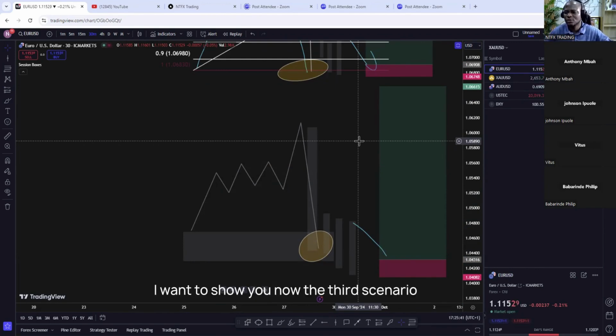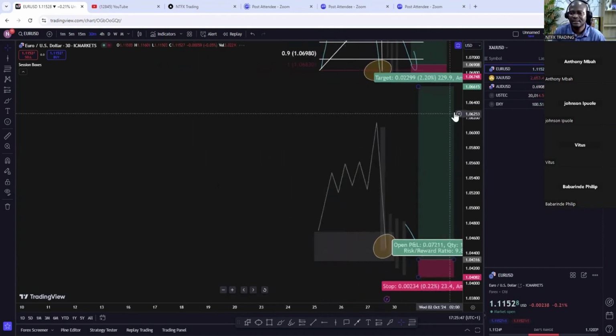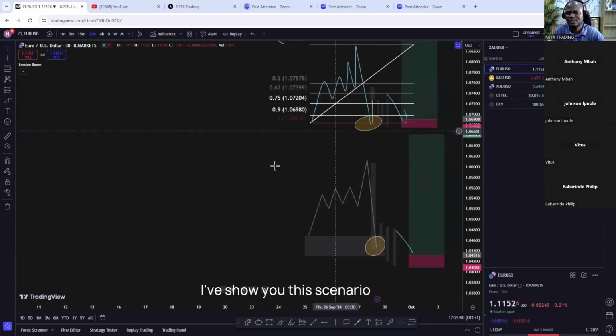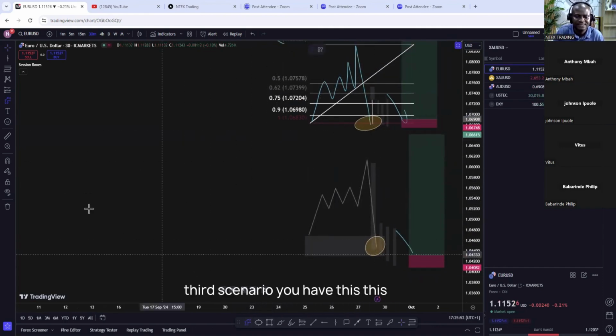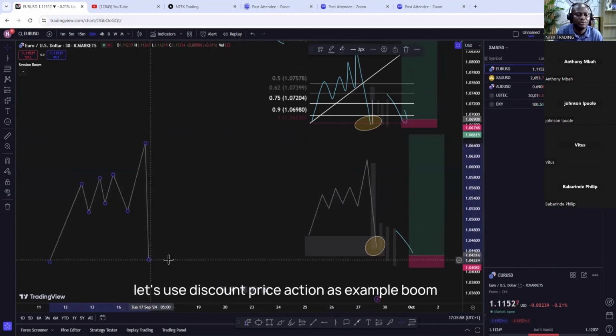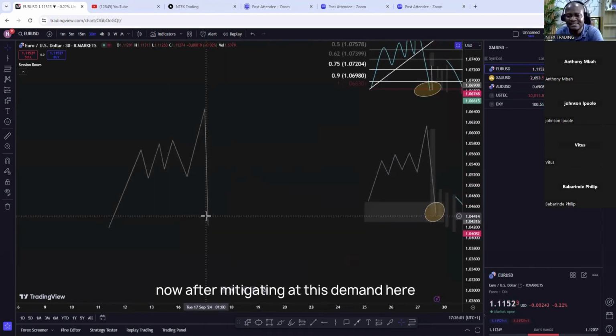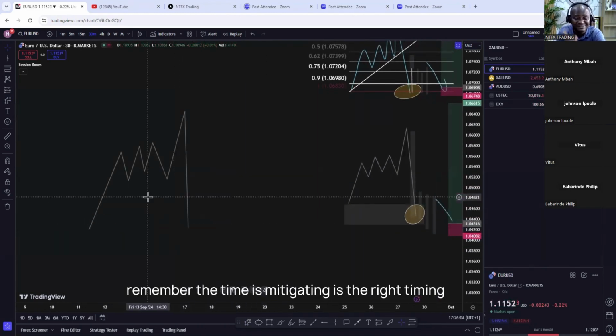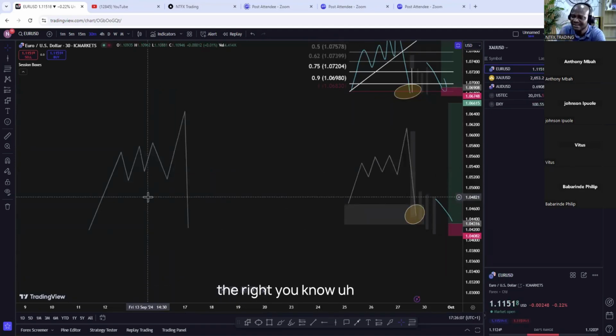I want to show you now the third scenario. How does it behave? I've shown you this scenario. Let's use discount price action as example. A boom. Now, after mitigating at this demand here, remember the time it is mitigating is the right timing, the right trading window. Maybe 1 to 2 hours of New York open. That's when that mitigation is happening. Remember, that's when global transaction is at its peak, and that is when we love to kill the market.